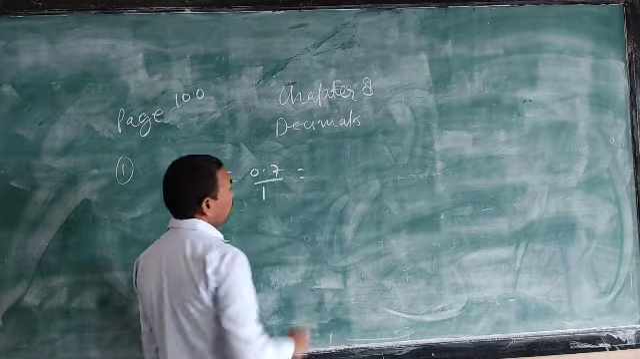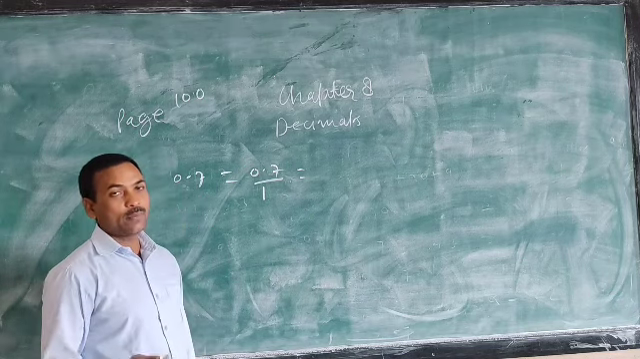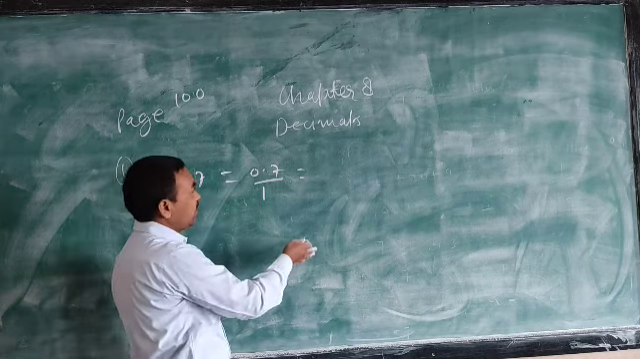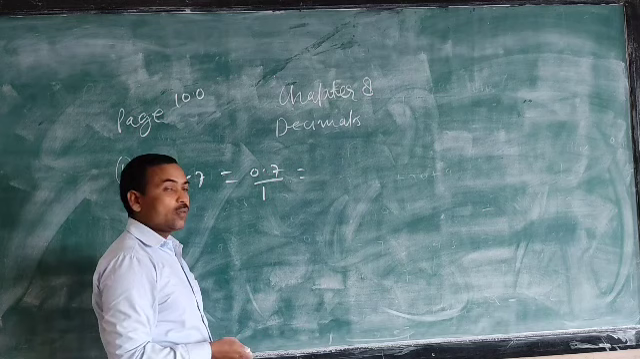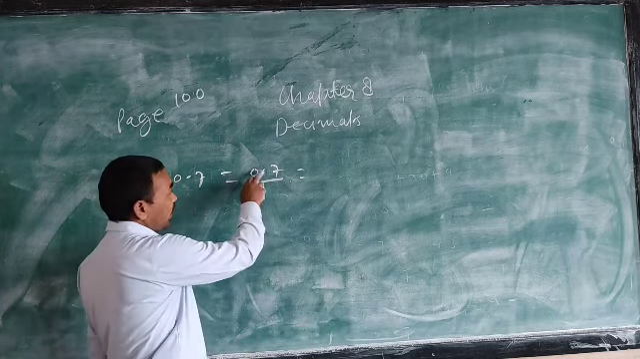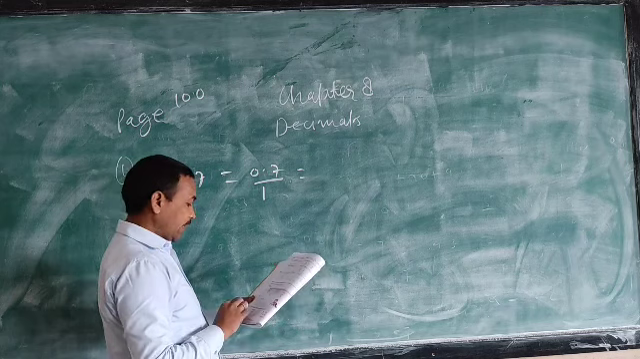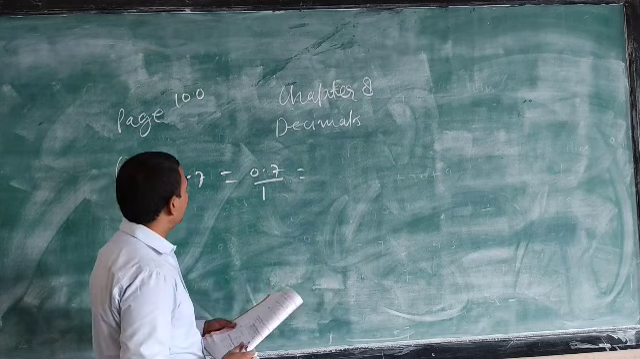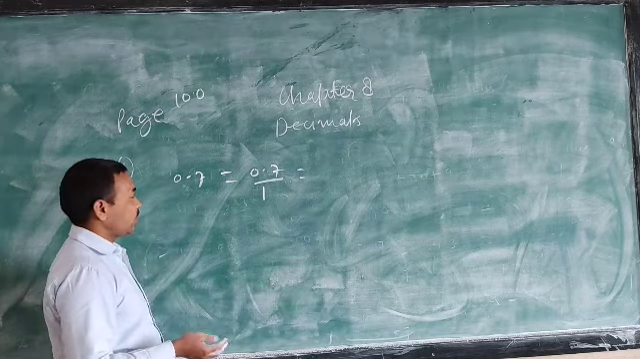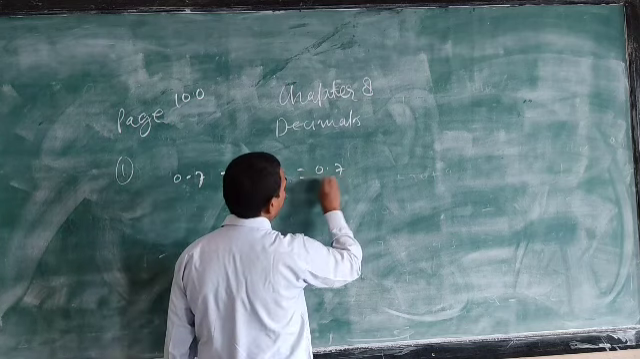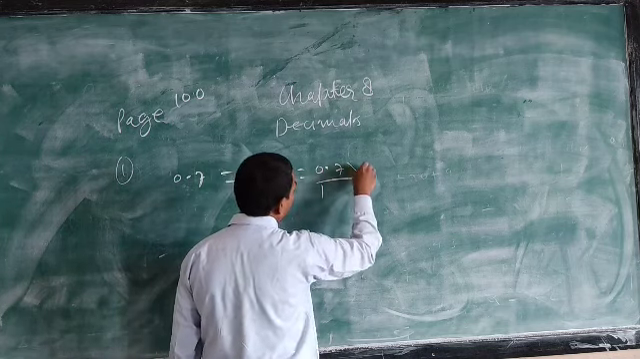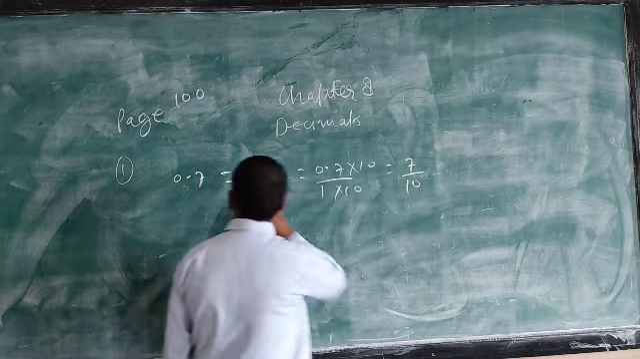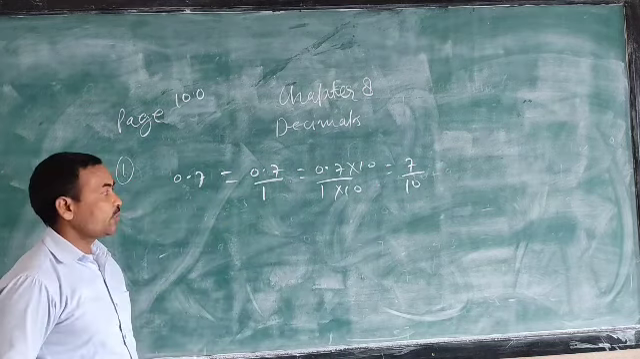So see here, you know that if you multiply the numerator and denominator of any fraction by the same number, then the fraction remains unchanged. So this is fraction form. We have to multiply both by 10, because if you multiply 0.7 by 10, then the decimal will be removed. It becomes 7 tenths. So we can write 0.7 multiplied by 10, multiplied by 10, this will become 7 by 10. So from here to there, we can write directly 7 tenths.